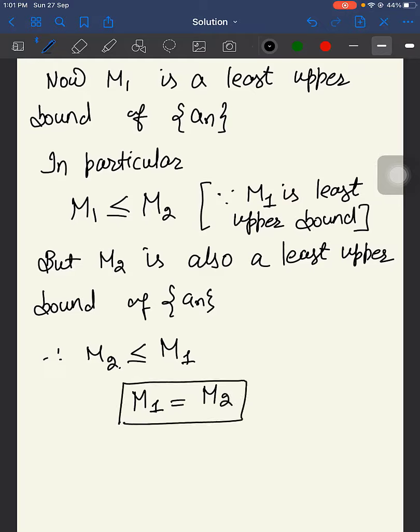So from 1 and 2, we'll say that M1 is equal to M2.